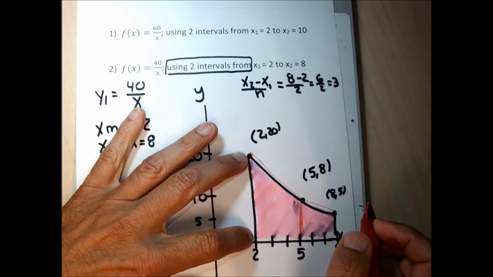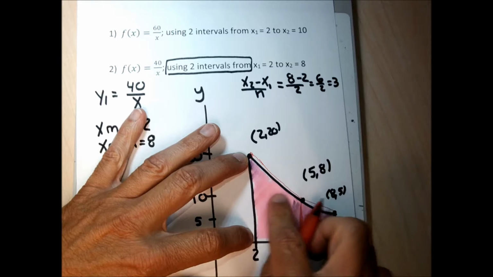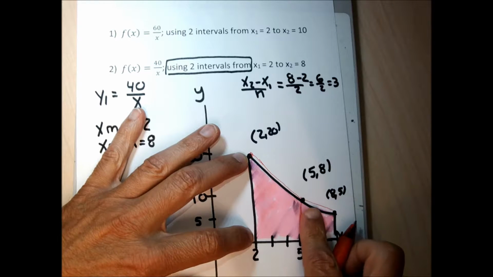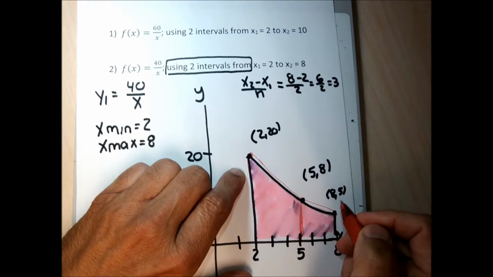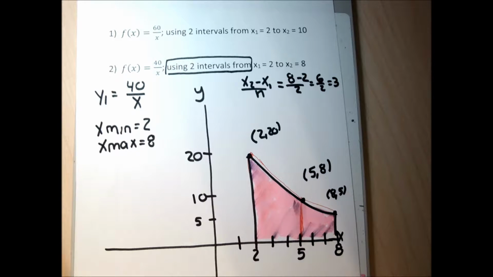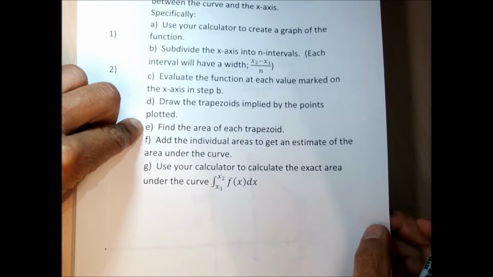When I calculate the area of it, it's going to estimate the area that I have in pink here, and it's going to overestimate it because it's a little bit higher because the curve kind of bends in. So let me try to calculate. Well, I'm done with step D. I've drawn the trapezoids. Part E, I want to find the area of each trapezoid.